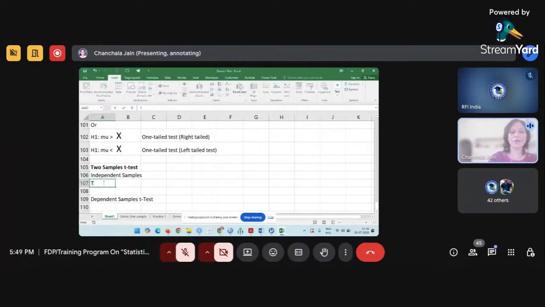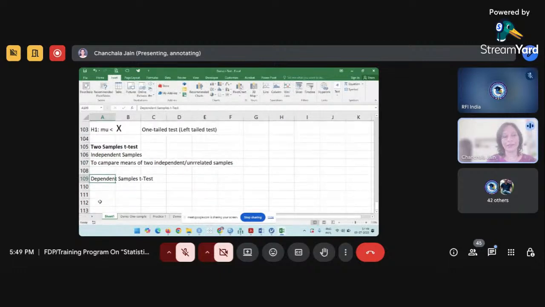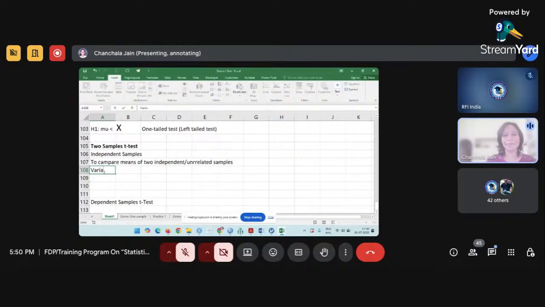So we can write here: to compare means of two independent or unrelated samples. We are using the independent samples t-test, right? Now, next thing is variable requirement. What kind of variables are required here?